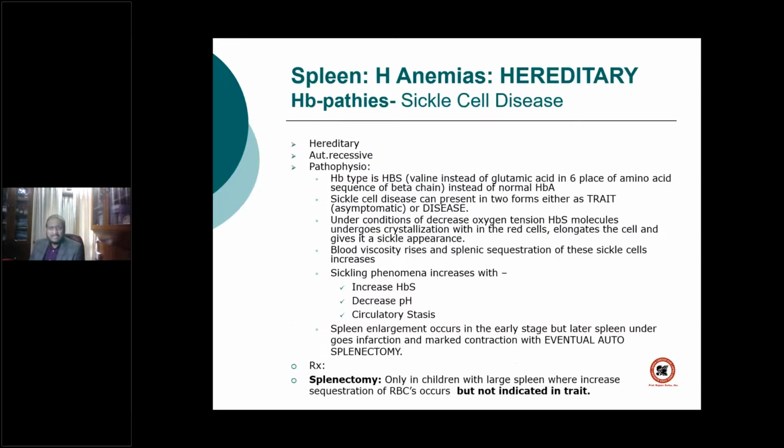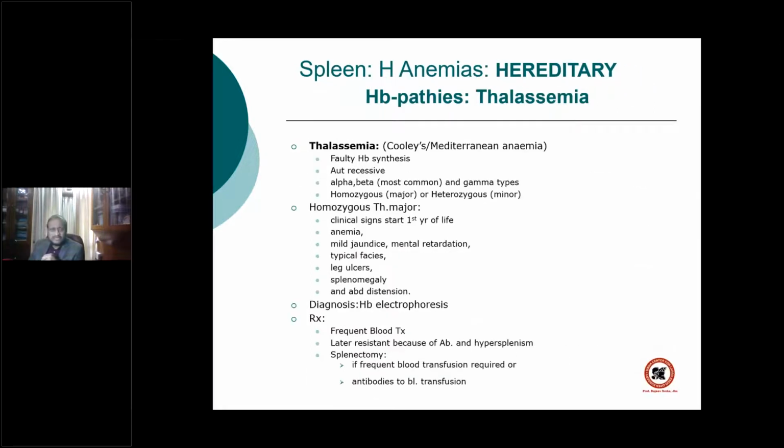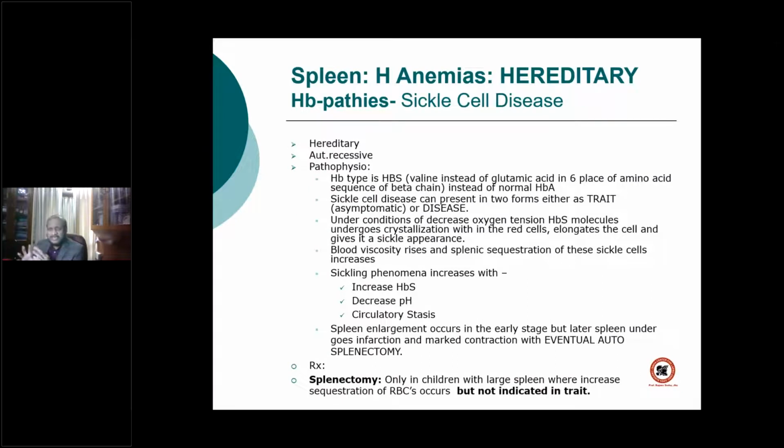On the other hand, the second hemoglobinopathy is sickle cell disease. This is autosomal recessive. Here, in the pathophysiology, you find an increased amount of HbS type. I'm not going to go into details of what that basically means. Again, it presents in two forms, either the trait, which is usually asymptomatic, or you can have sickle cell disease. So you have a sickle cell trait, and you have sickle cell disease.